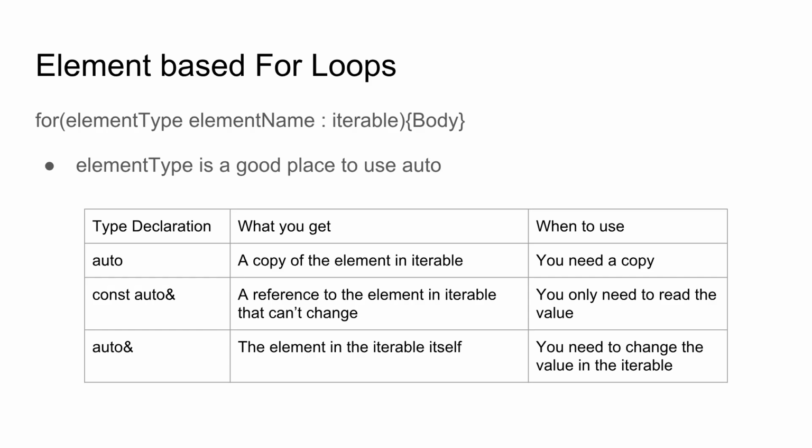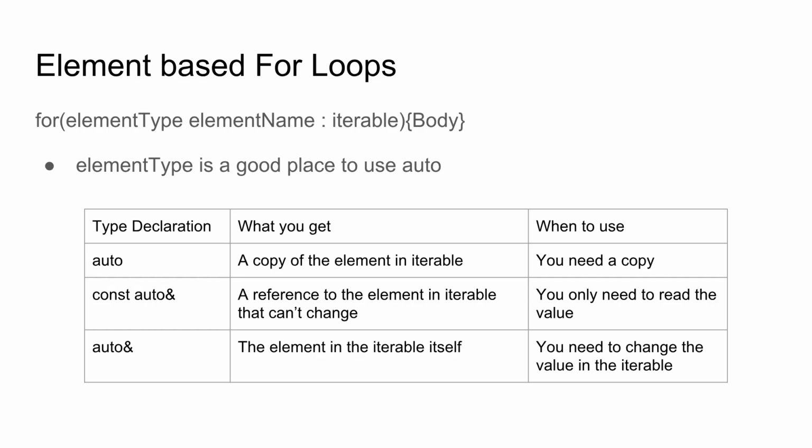If you want to be able to change the elements in the iterable, auto reference. This will allow you to go through the elements and update them. So if I did that plus equals in C++ with an auto reference, it would allow me to modify the elements inside the container, and the container would be changed afterwards. They just have a reference to those values.